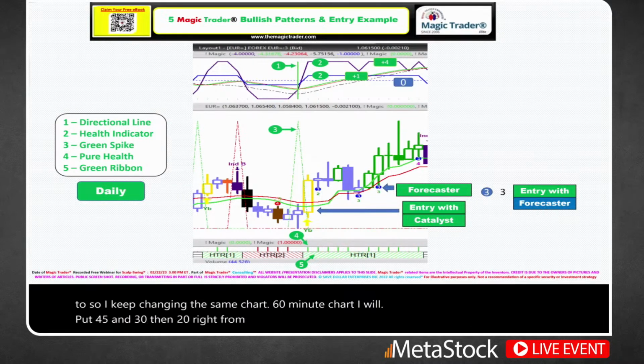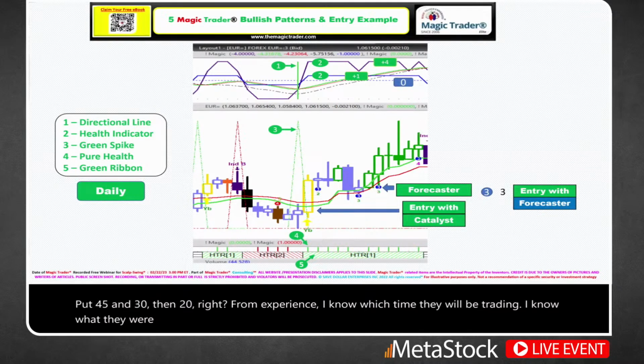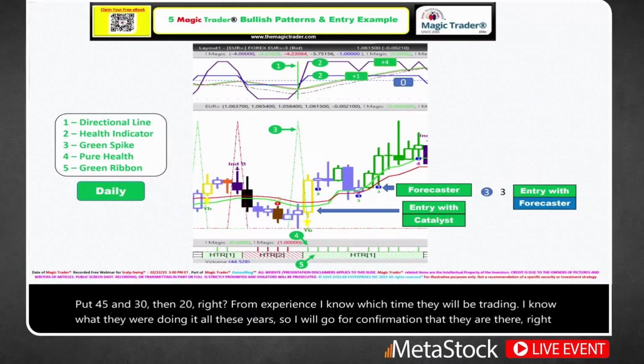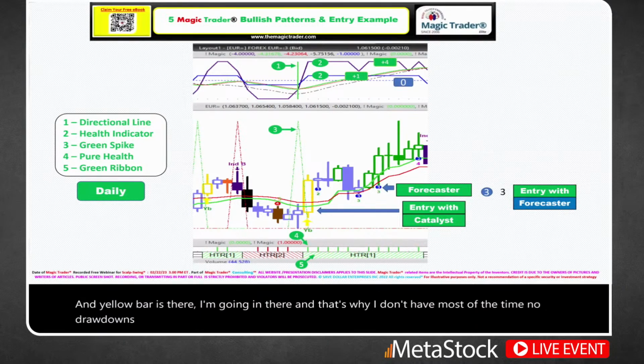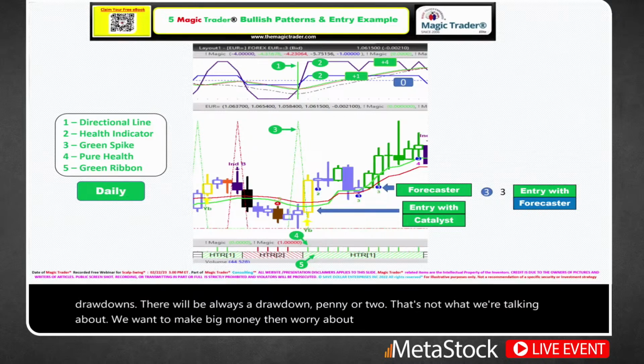From experience, I know which time they will be trading. I know what they were doing all these years. So I will go for confirmation that they are there, right? And when the yellow bar is there, I'm going in. That's why I don't have, most of the time, any drawdowns. There will always be a drawdown of a penny or two. That's not what we talk about. You want to make big money, then worry about 5 cents and don't do it.